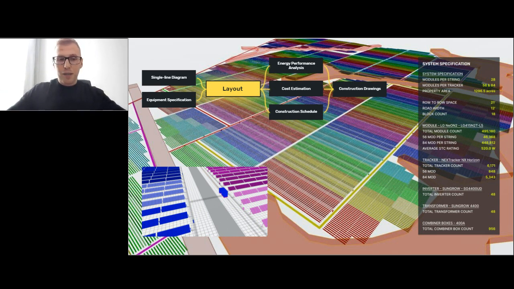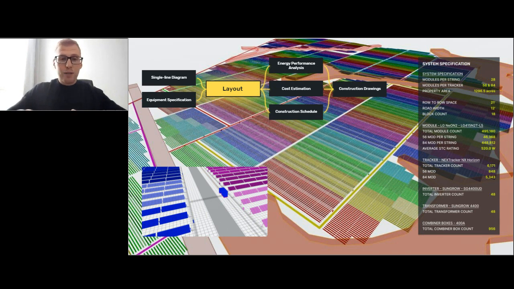This is approximately what you see on the slide. This is how it looks. You can think about solar farm layouts as floor plans for single family houses. Solar farm layouts can be of different sizes, from a couple of megawatts to thousands of megawatts, from a couple of acres to thousands of acres.